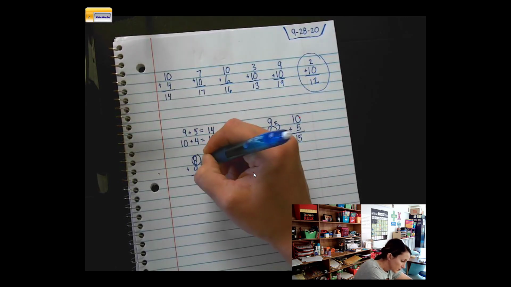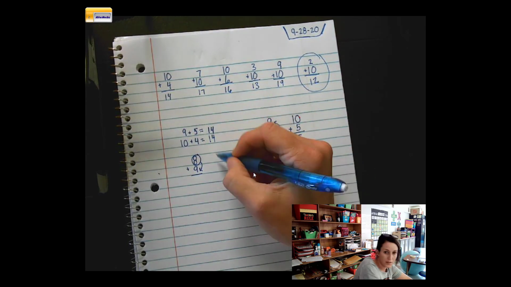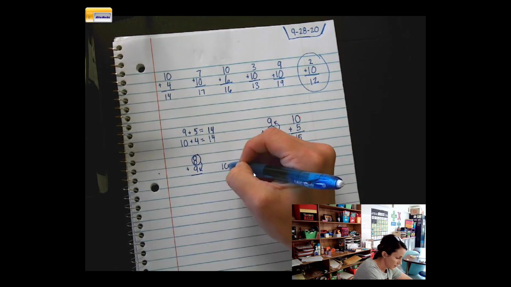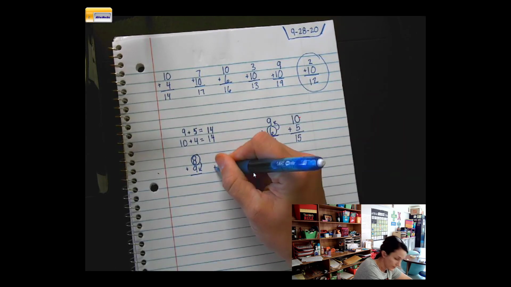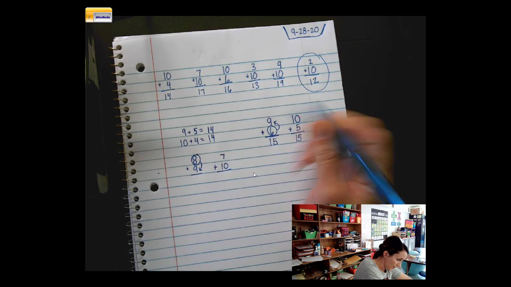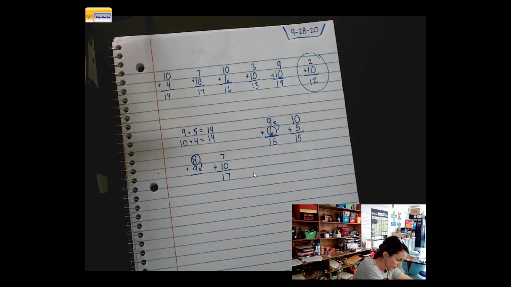Okay, so you circle the 8, and you're going to give 1 from the 8 to the 9. And that makes the bottom number a 10 and the top number a 7. So now I have 7 plus 10, which would equal 17.